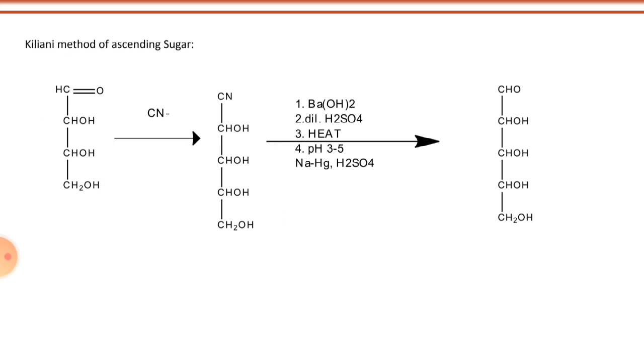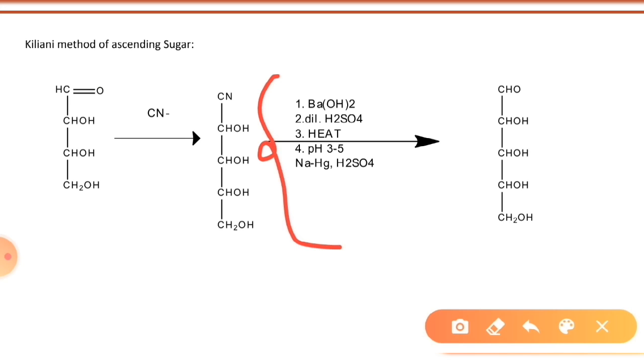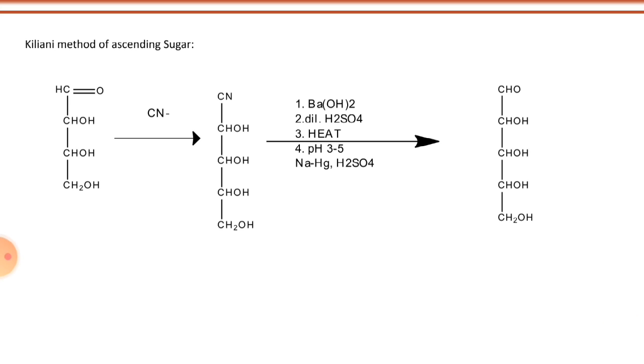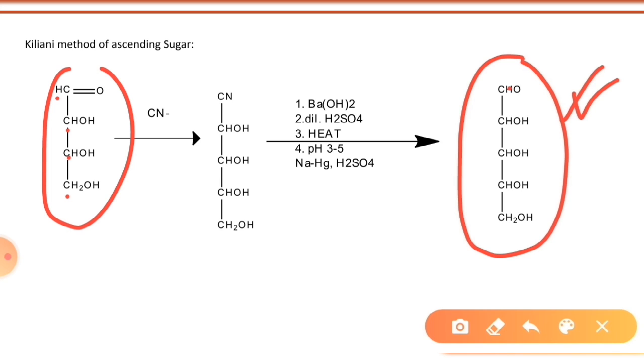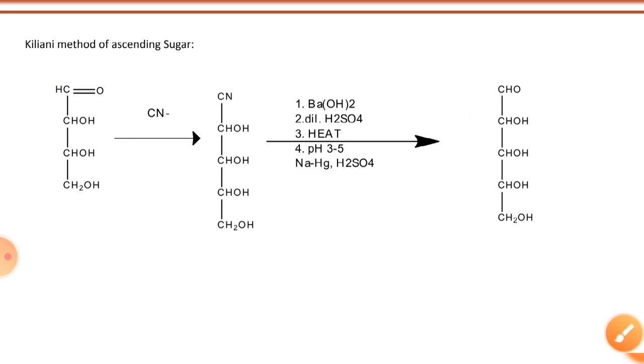After formation of cyanohydrin, by application of those reagents, barium hydroxide, dilute H2SO4, then heat, then at pH 3 to 5 sodium amalgam H2SO4 to reduce the compound, and we will get this sugar, and this sugar has 1 2 3 4 number of carbons, whereas this final sugar has 1 2 3 4 5 number of carbons. So this is the Killiani method of ascending sugar.